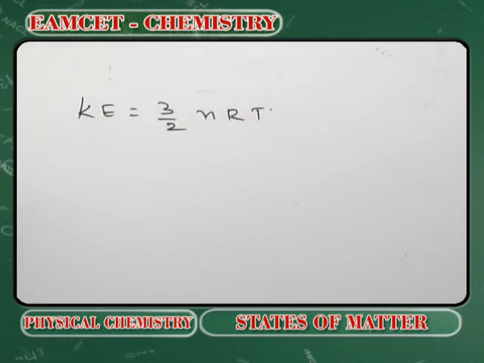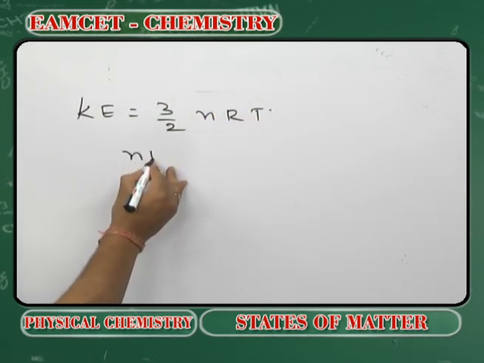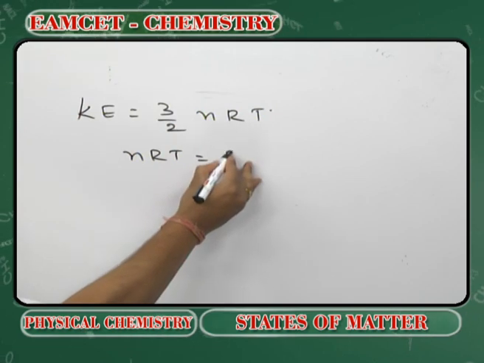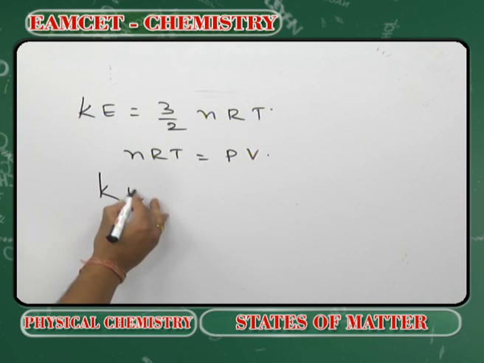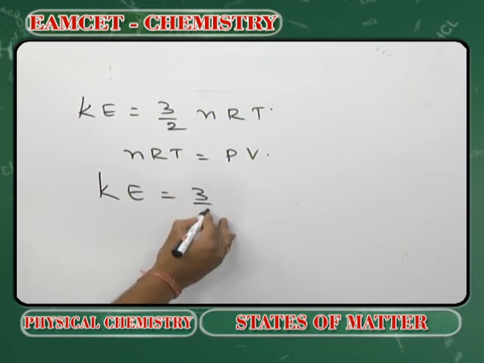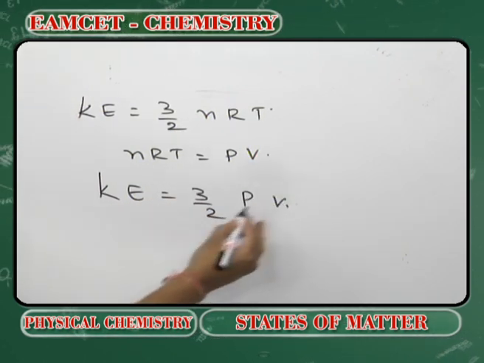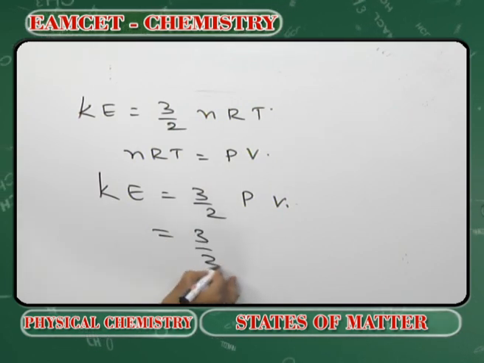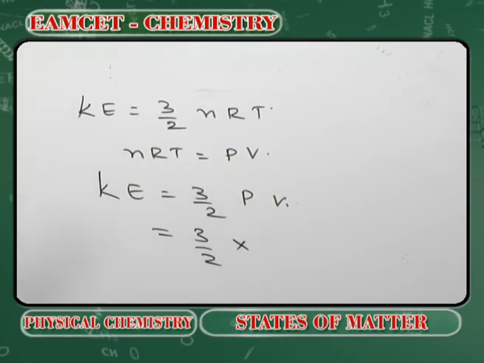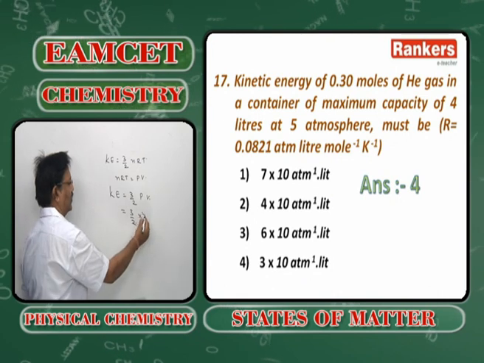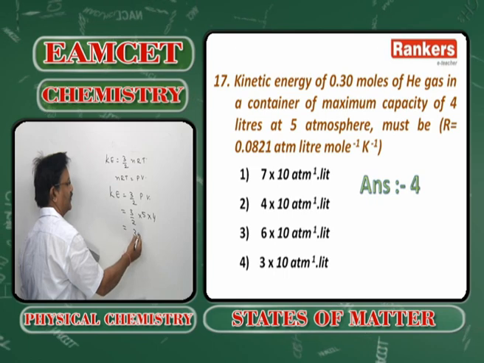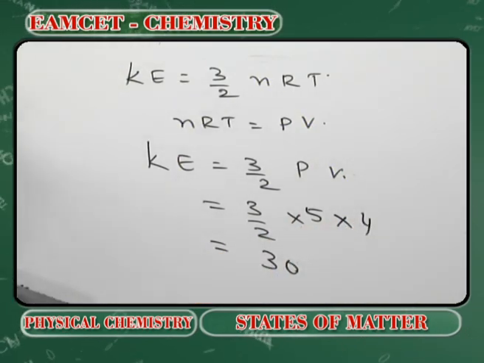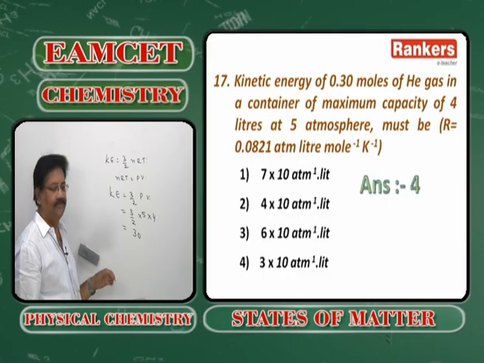3 by 2 nRT. But nRT is equal to PV. Therefore, kinetic energy is equal to 3 by 2 PV. So 3 by 2, what is the P value here? 5. And what is the V value? 4. It comes to 30. Option 4 is the answer.